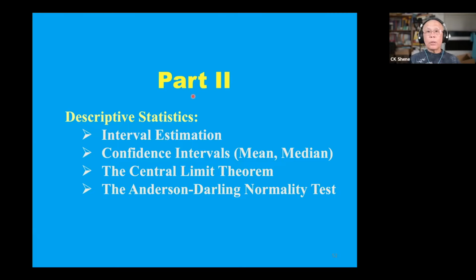Hello, this is part 2 of our descriptive statistics for single attribute discussion. In part 1, we talked about mean, median, mode, variance, and so forth. Now we're going to talk about interval estimation, followed by confidence intervals for mean and median. Then we introduce the central limit theorem. And finally, we talk about the Anderson-Darling normality test.